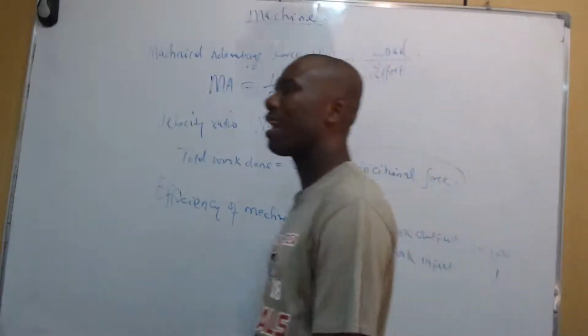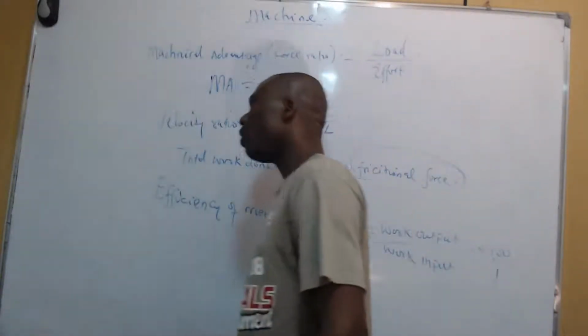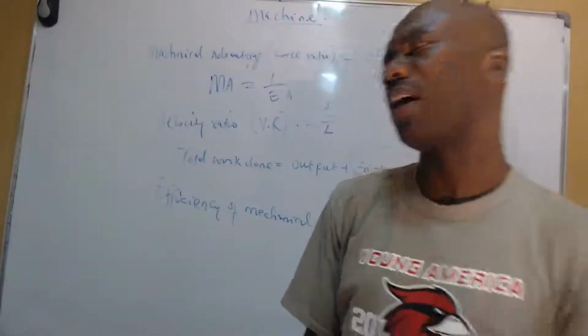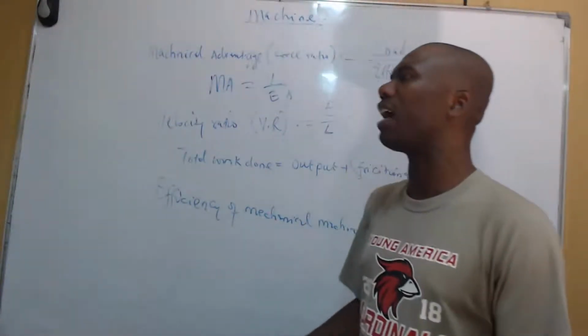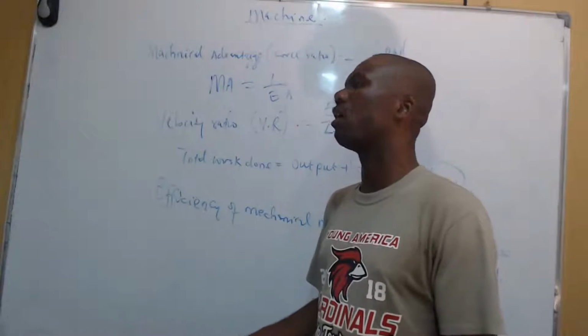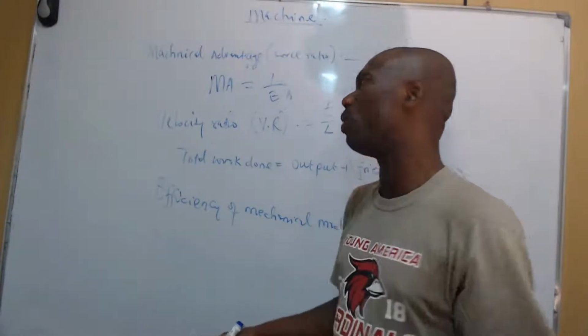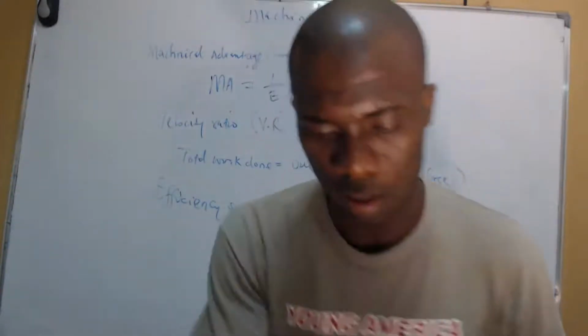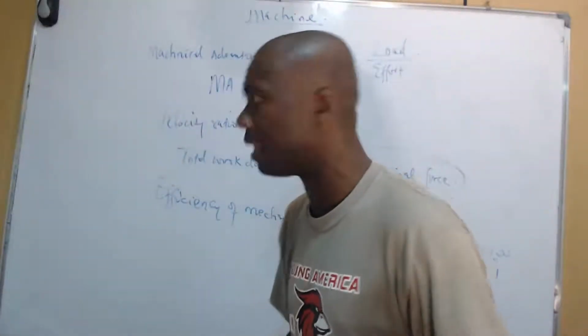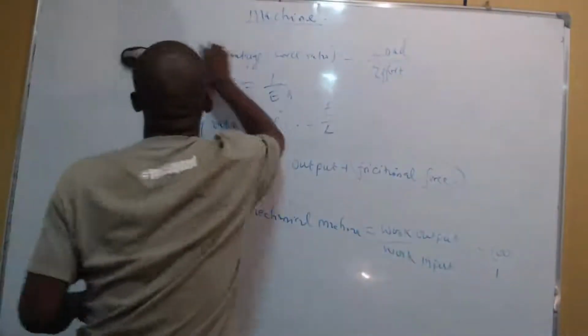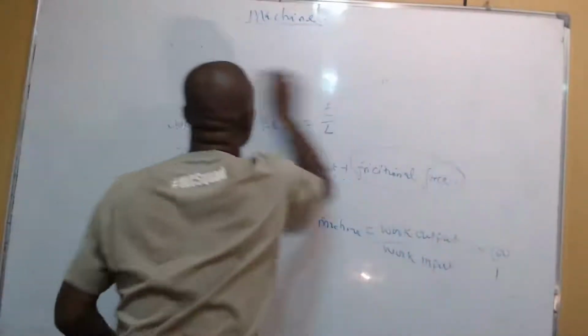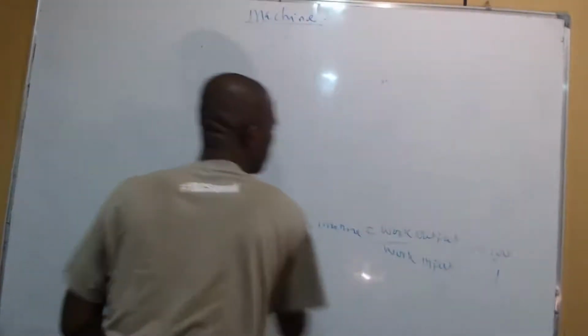Now, we have the second class aspect. In the JAM, they don't really ask more theoretical questions, so I'll go into the calculation aspect. Number 1, we are going to work on a system that is like this. We have a block and tackle system. Number 1 is a block and tackle system.